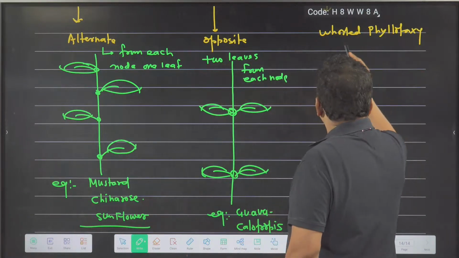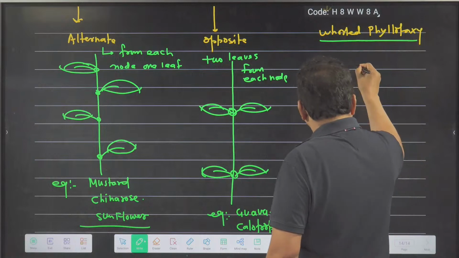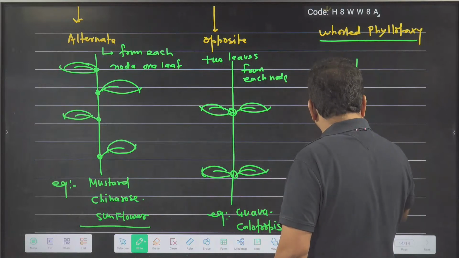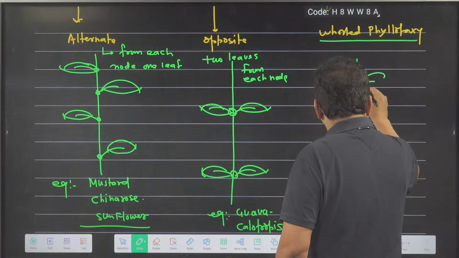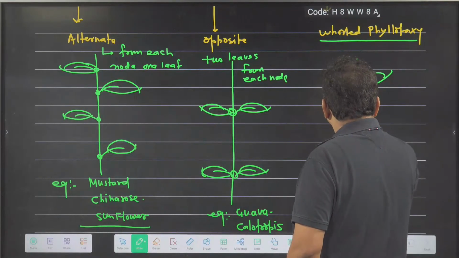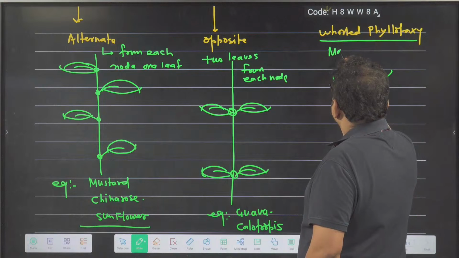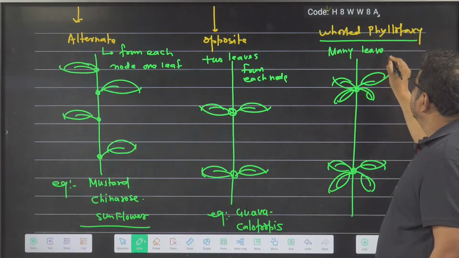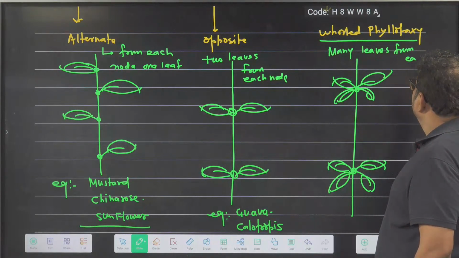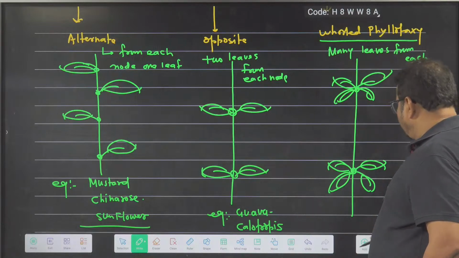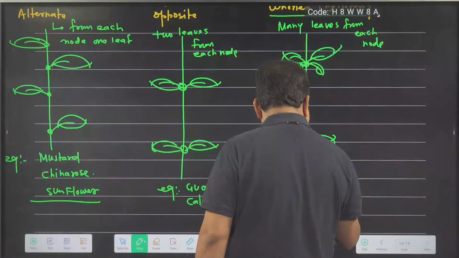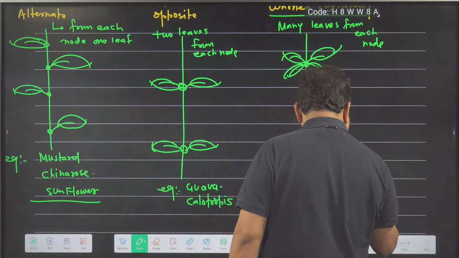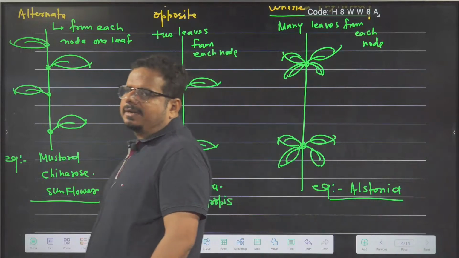The third type of phyllotaxy is called whorled phyllotaxy. In whorled phyllotaxy, from each node many leaves are arising. This is called whorled phyllotaxy. An example of whorled phyllotaxy is Alstonia. So this is about phyllotaxy.